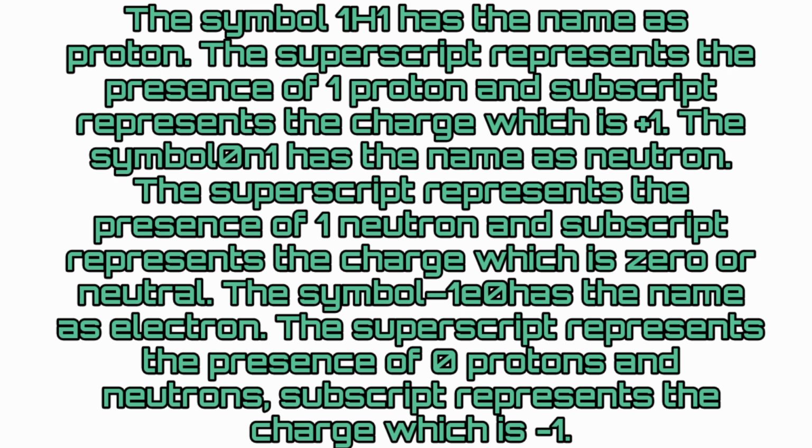The symbol e with -1 to the power 0 has the name electron. The superscript represents the presence of 0 protons and neutrons. The subscript represents the charge which is -1.